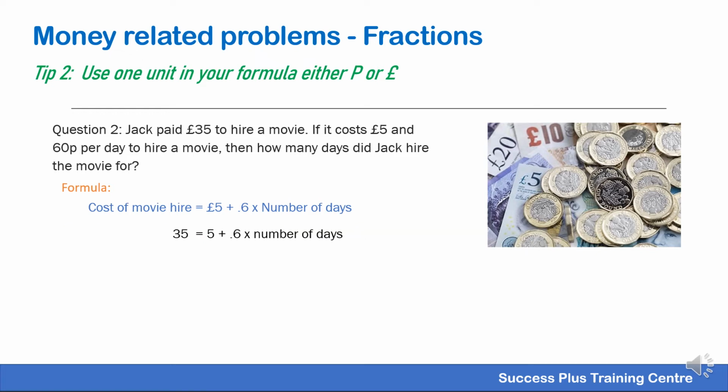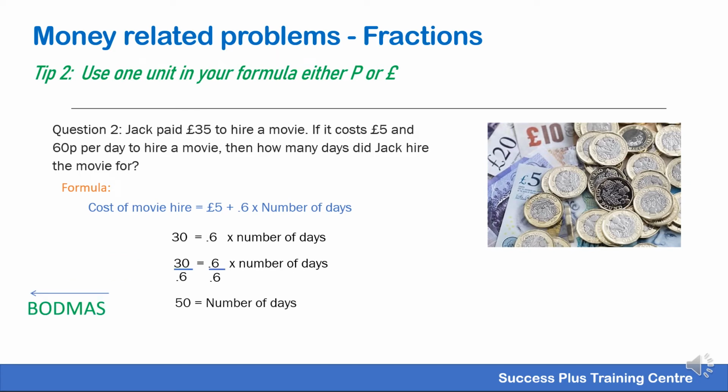We know that Jack paid £35. This means 35 equals 5 plus 0.6 times the number of days. To solve this equation now, we need to use the inverse of BODMAS. So the first thing we need to get rid of is any subtraction or addition we have in the equation. In our case, we need to get rid of 5. To get rid of 5, we need to take away 5 from both sides. This leaves us with 30 equals 0.6 times the number of days.